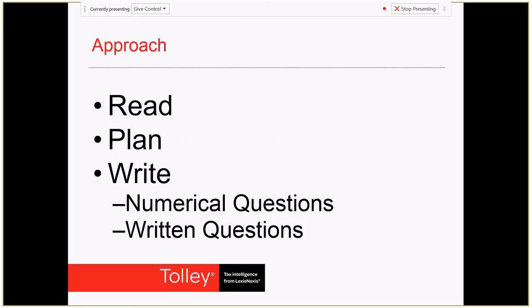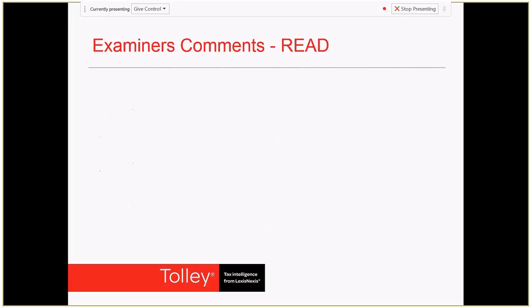And then when you write, you need to write it in a specific way, carefully, whether it's a numerical question or a written question. And in most exams, it's 50-50 written to numbers. So what I thought we'd do is go through this section by me picking out examiners' comments, just to bring home to you the importance of those three different steps.